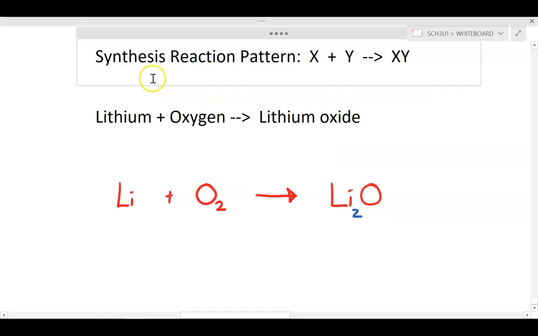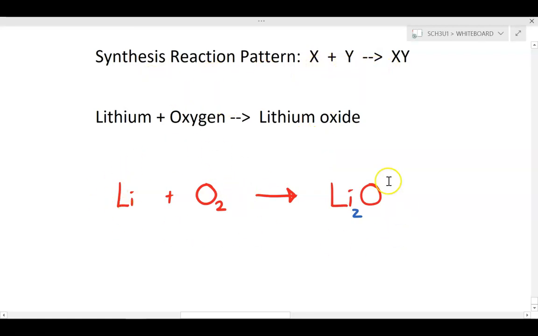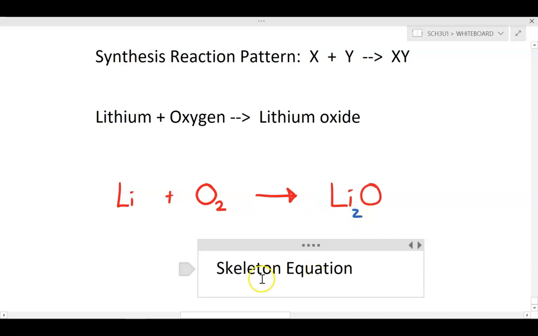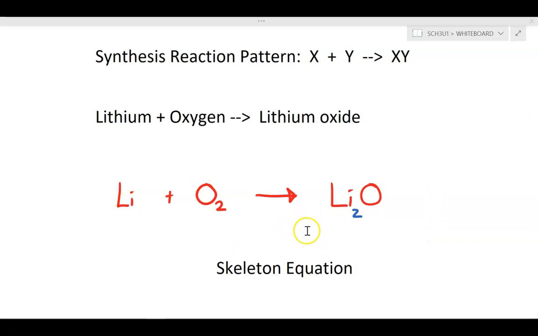And that's how we use the synthesis pattern, and following this pattern, we are able to predict what product will be produced, even if I've never seen this reaction before. Now remember, this is just the skeleton equation. It doesn't contain coefficients to balance it out, so right now it is not following the law of conservation of mass. So if the question on the test or the assignment requires you to write out the balanced equation, you would have to include the coefficients in the front.